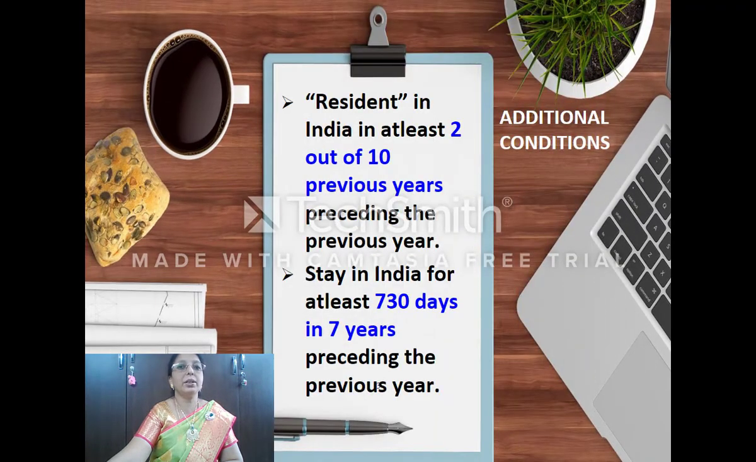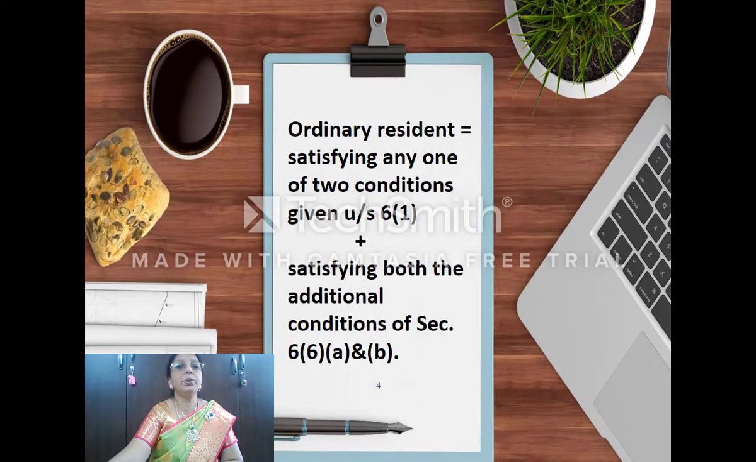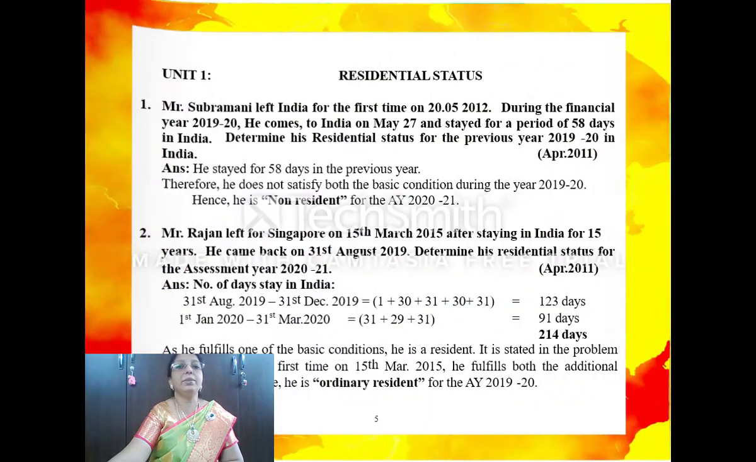The additional conditions: resident in India for at least 2 out of 10 previous years prior to the previous year, and stay in India for at least 730 days in 7 years prior to the previous year. With this recap, we'll move on to some problems. Before that, the condition: if a person satisfies any one of the basic conditions, he is a resident, and if he satisfies both the additional conditions, he becomes ordinarily resident.